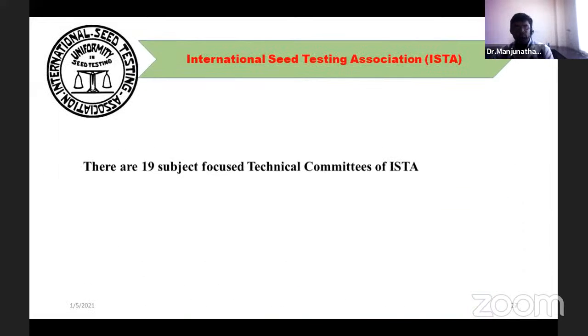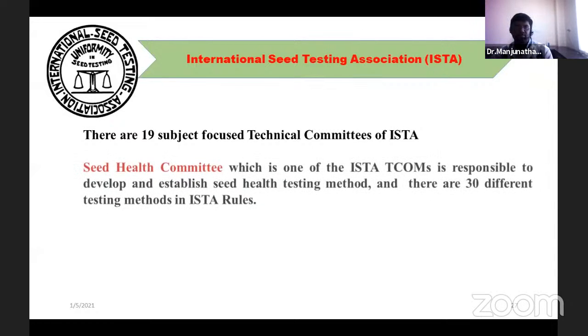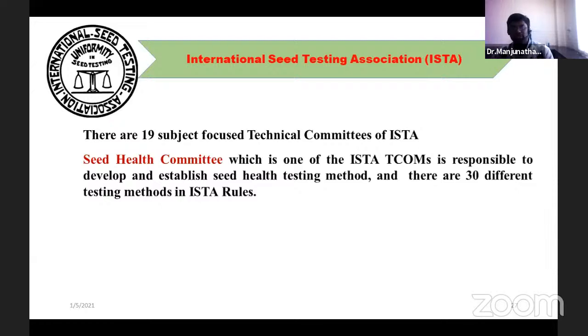One by one we will go. One is the International Seed Testing Association. As I mentioned, in ISTA they have 19 subject-focused technical committees. Among them, the Seed Health Committee is responsible for developing and establishing seed health testing methods, and there are 30 different testing methods till now in the ISTA rules.